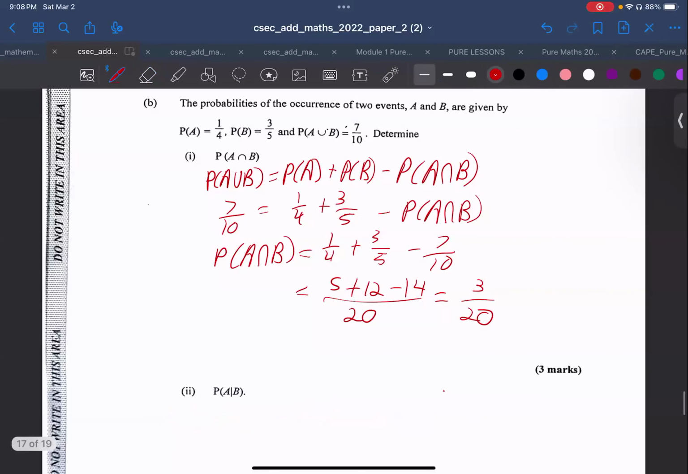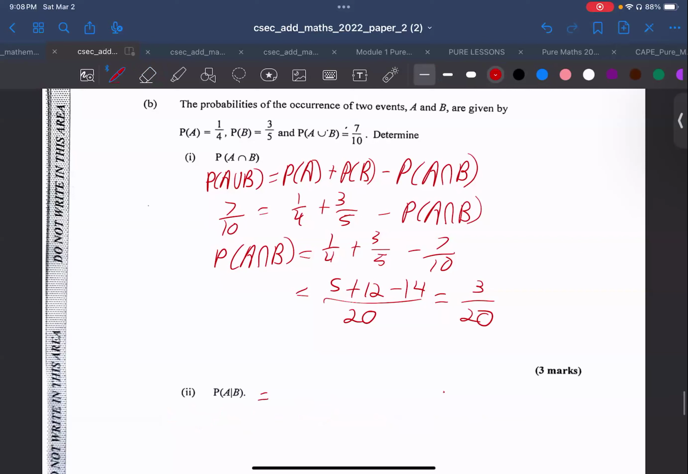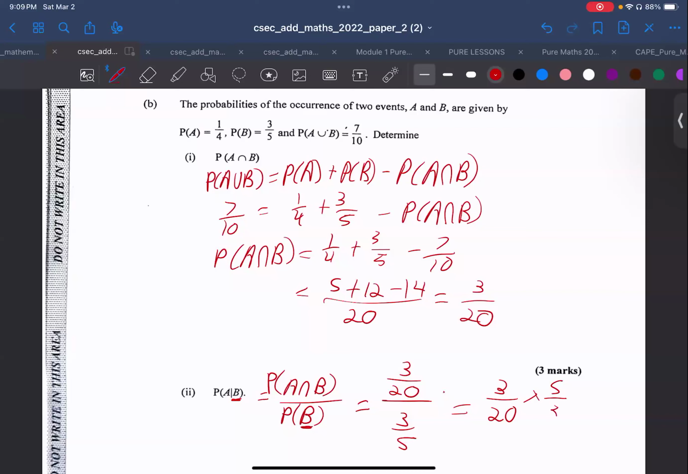Yes. A given B would be A intersect B over the probability of B, right? So remember, the last letter tells you what goes on the denominator. Sorry, what nonsense I did there. 3/20 over 3/5. Again, just put it in a calculator, 3/20 by 5/3, which is 1/4.